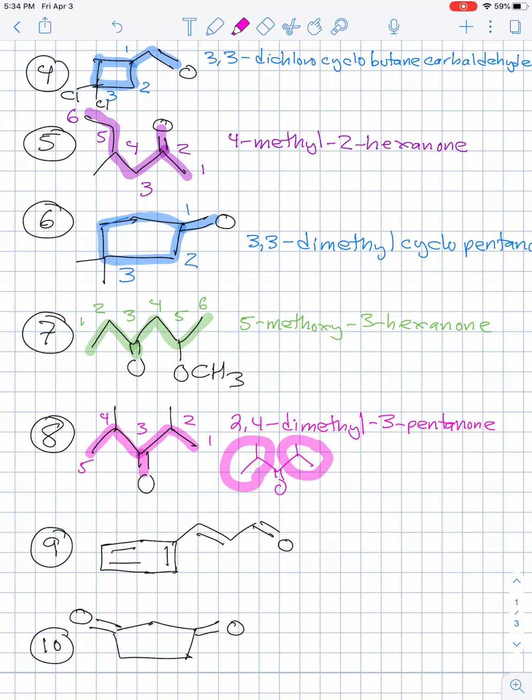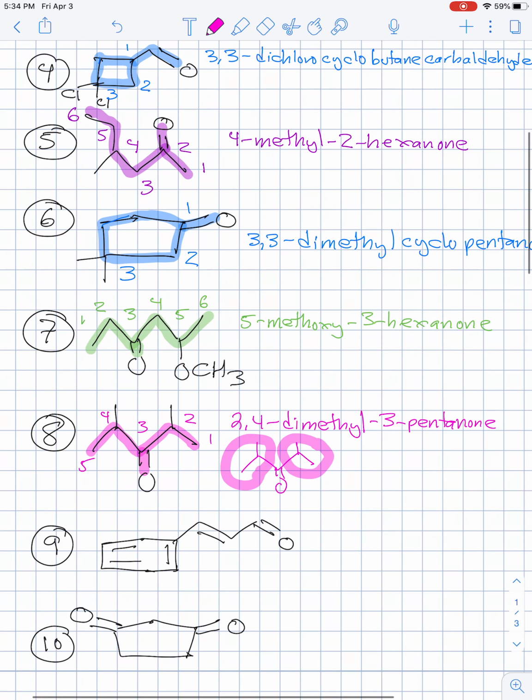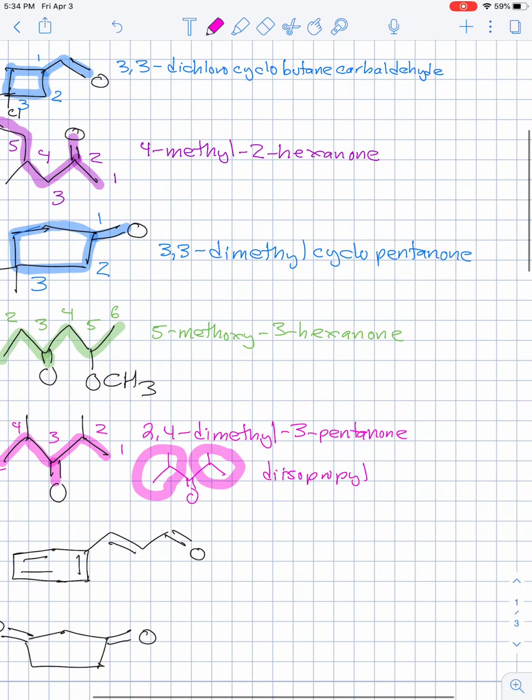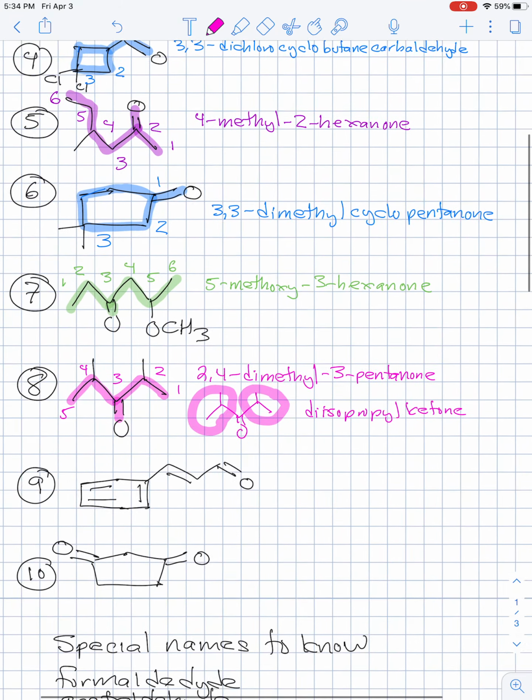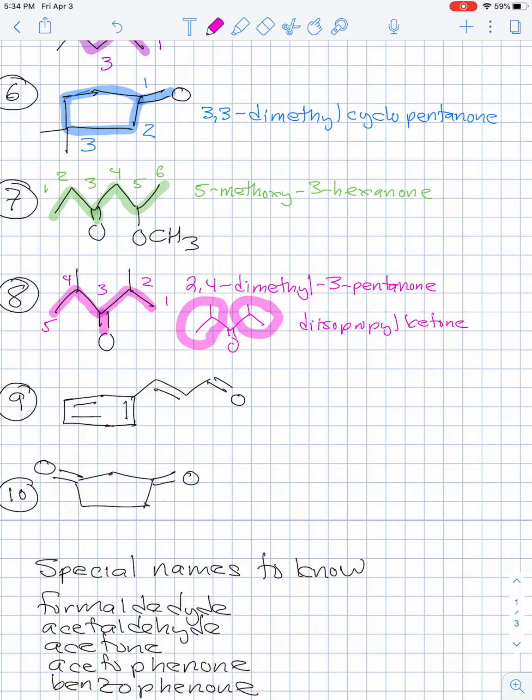There is an older naming system whereby you name the alkyl groups that are on either side of the ketone and then just put ketone at the end. So this then becomes diisopropyl ketone, sort of like naming an ether. You're not responsible for this naming, but I thought I'd mention it in case it comes up.